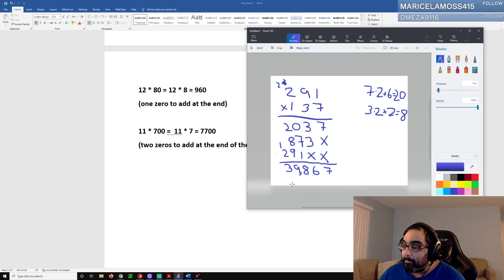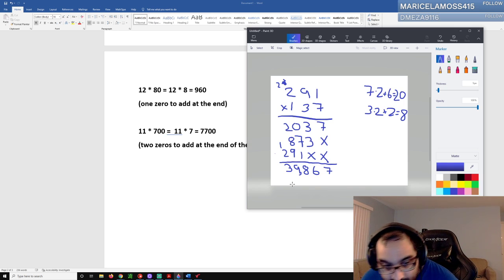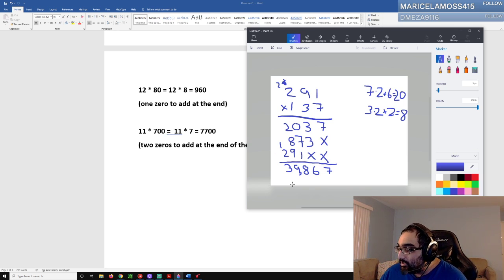Okay. And that's one example there of doing multiplication with multiple numbers using the multiple crossout method. Are there any questions about that? Nope.